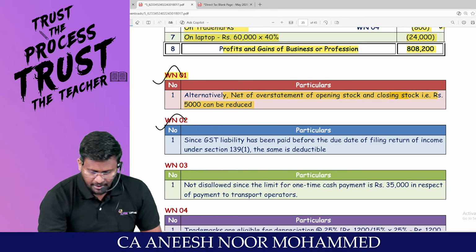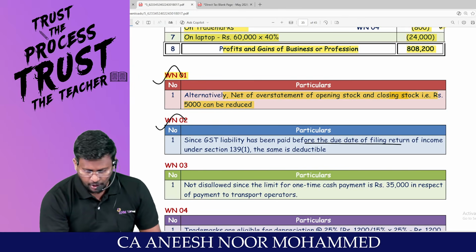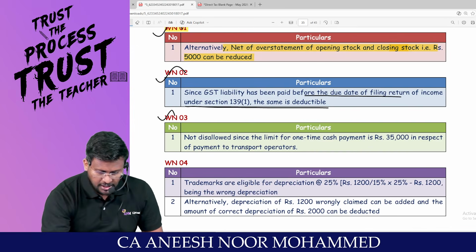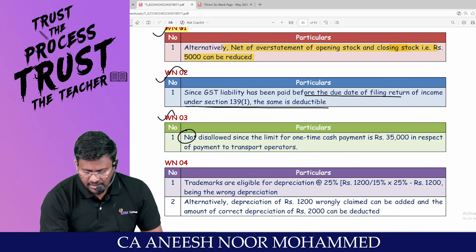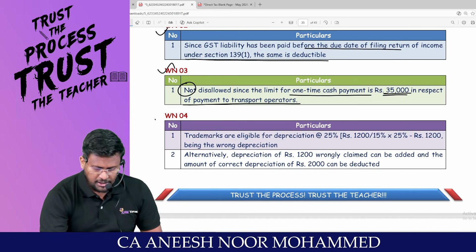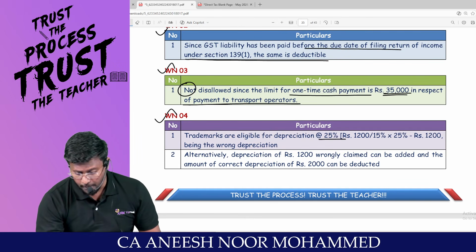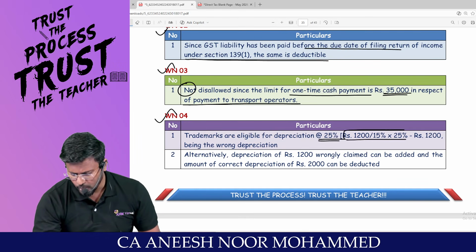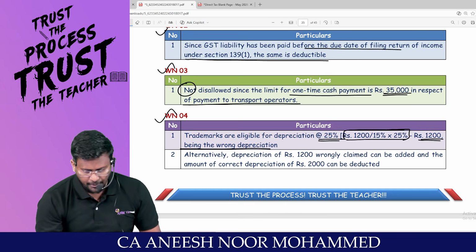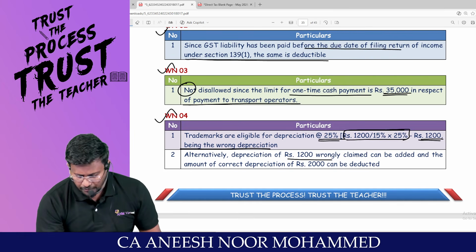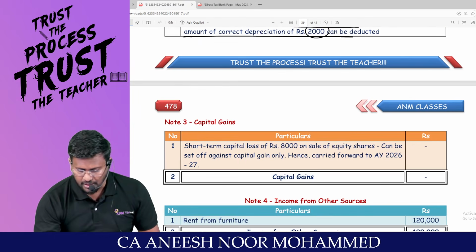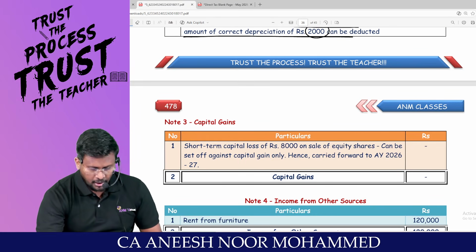Since GST liability has been paid before the due date of filing return of income under 139(1), same is deductible. 43B disturbance will not be there. Sir, for GTA, it is not disallowed since the limit for one-time cash payment is 35,000 in respect of payment to transport operator. Trademark is eligible for depreciation at 25%, so 1,200 being the wrong depreciation. Alternatively, depreciation of 1,200 wrongly claimed can be added back. An amount of correct depreciation of 2,000 can be deducted. Am I right?